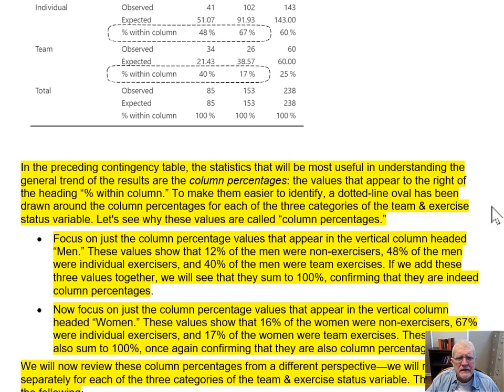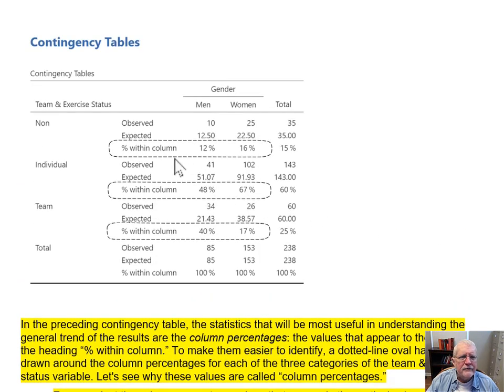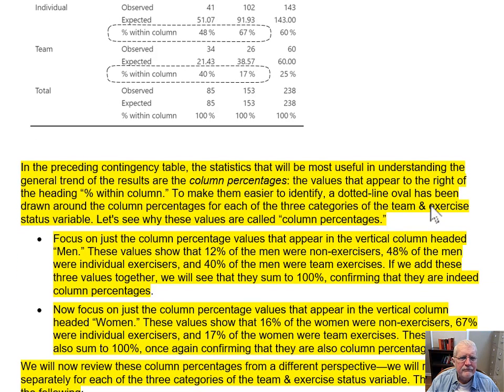In the preceding contingency table, statistics that will be most useful in understanding general trend are the column percentages, values that appear to the right of a heading, percentage within column. So we care about the values to the right of the heading, percentage within column. To make them easier to identify, a dotted line oval has been drawn around the column percentages for each of the three categories of team and exercise status. Let's see why these values are called column percentages. Focus on just the column percentage values that appear in the vertical column headed men.